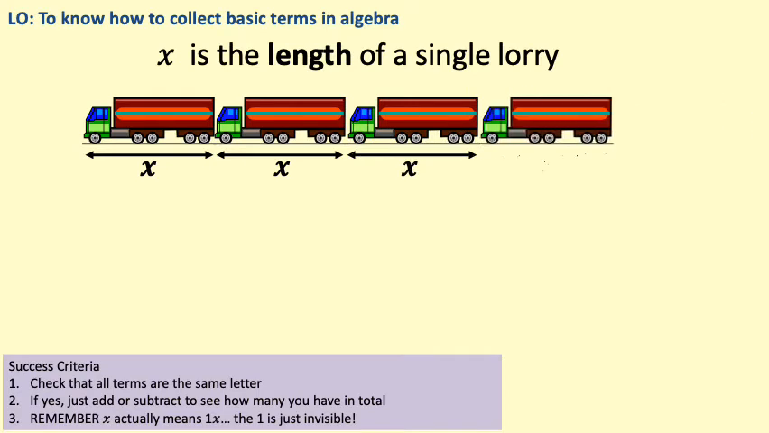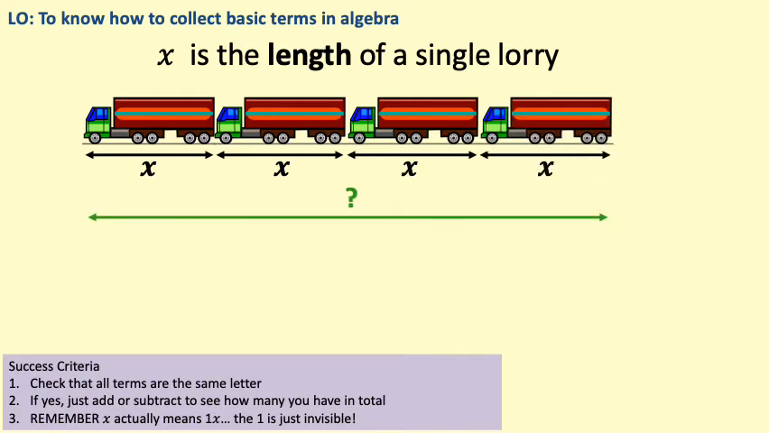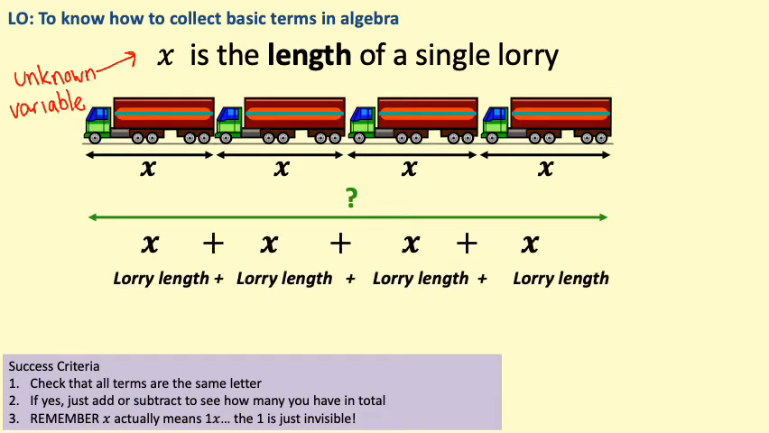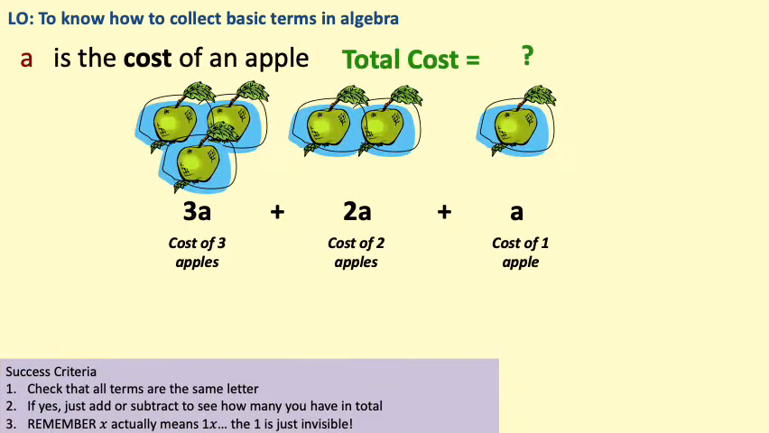So x is the length of a single lorry. But what is the length of all 4 of these lorries together? We don't know the exact length at the minute. That's why we're representing it by x. x is our unknown. It's also known as a variable. So if x is the length of a single lorry, then we could just add them up. So it's equal to 4 lengths of the lorry. So 4x.